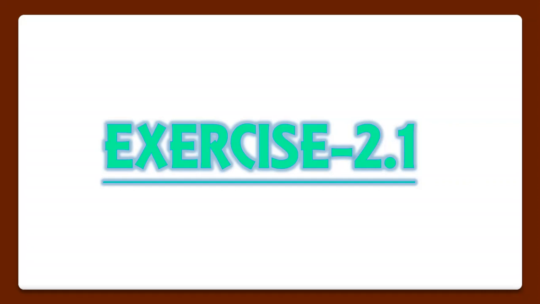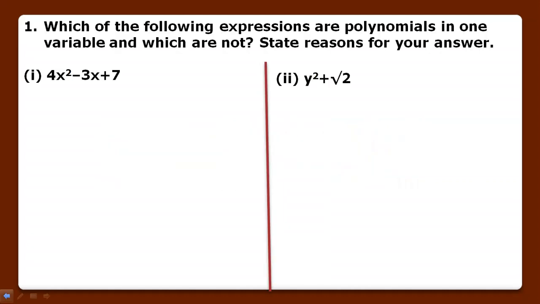Concepts related to this exercise are already discussed in the previous part. Now we'll begin with exercise 2.1. Question number 1. Which of the following expressions are polynomials in one variable and which are not? State reasons for your answers.